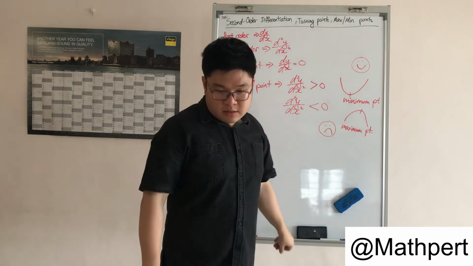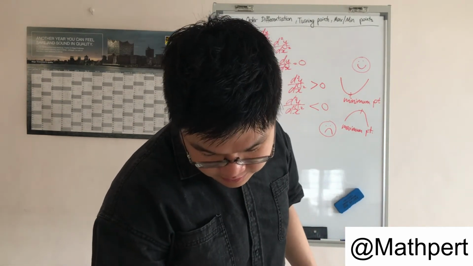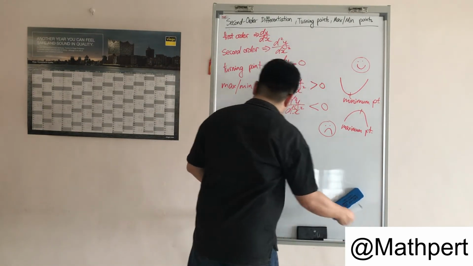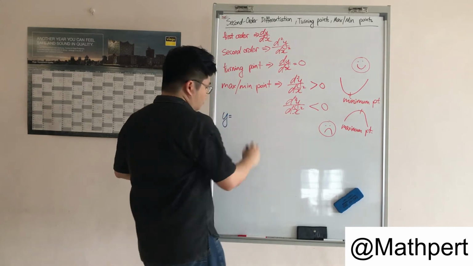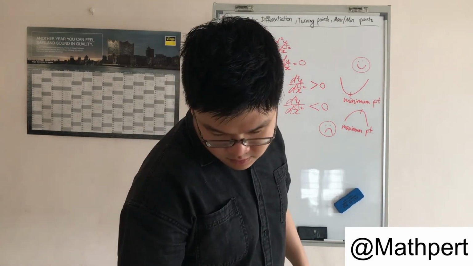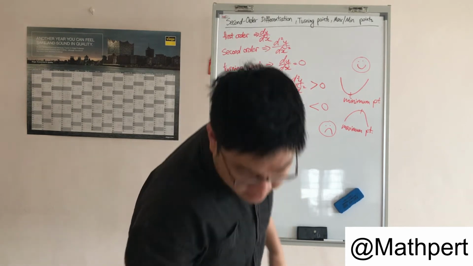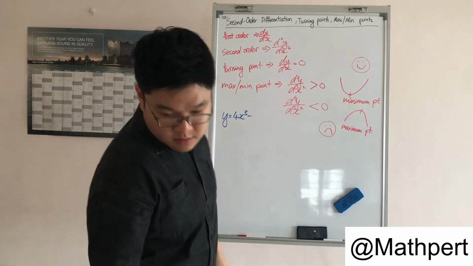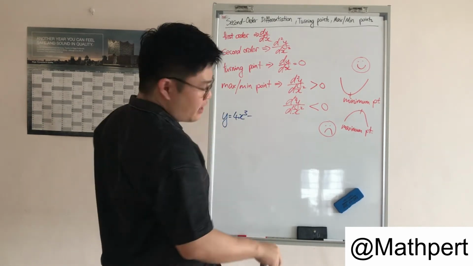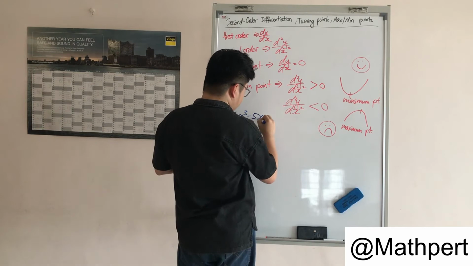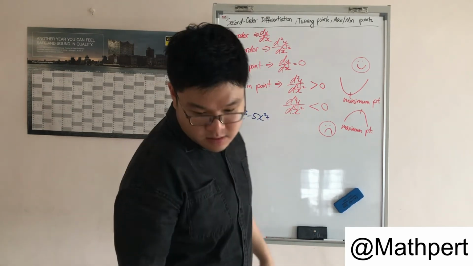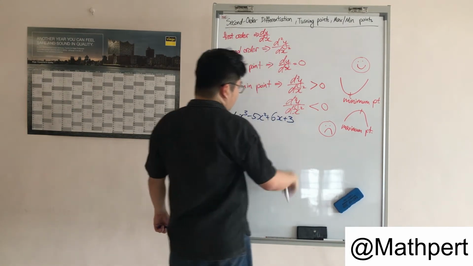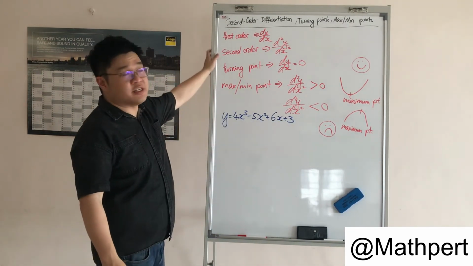So let us take a look at one example. y equals to 4x cubed minus 5x squared plus 6x plus 3. We are asked to find the second order differentiations.